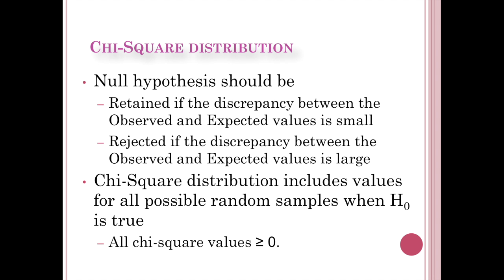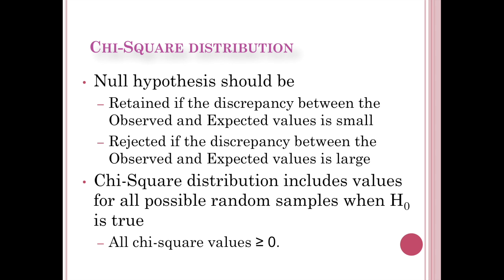The null hypothesis should be retained if the discrepancy between the observed and the expected values is small, right? So if I would have gotten, well, 10 blue eyes and 11 brown eyes and 9 green eyes and 10 other eyes, then we wouldn't reject the null hypothesis. Yeah, there's a little bit of difference, but the discrepancy wasn't that big. Now, the discrepancy was large, and so we rejected the null hypothesis.